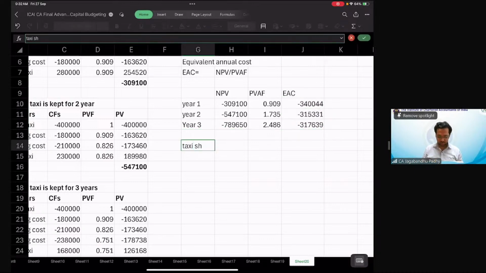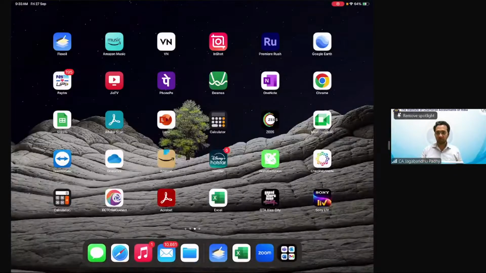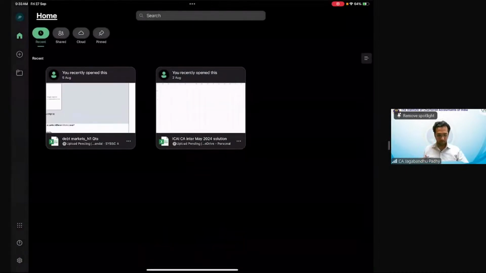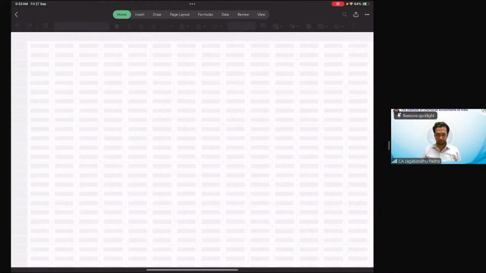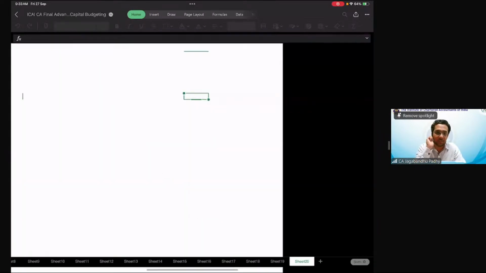So you can say the taxi should be replaced at the end of every 2 years, as it results in the lowest equivalent annual cost. Okay. Are we clear, guys? Equivalent annual cost. Yeah, so the replacement decision is done.